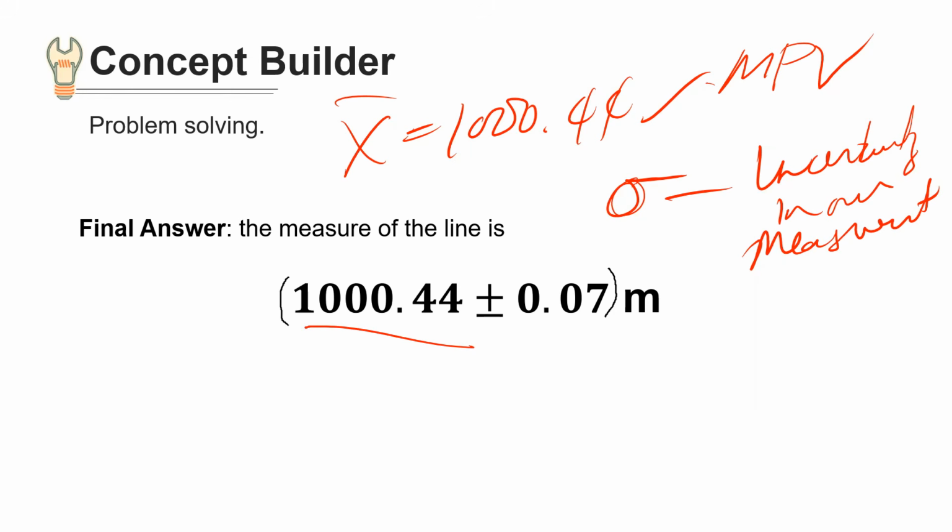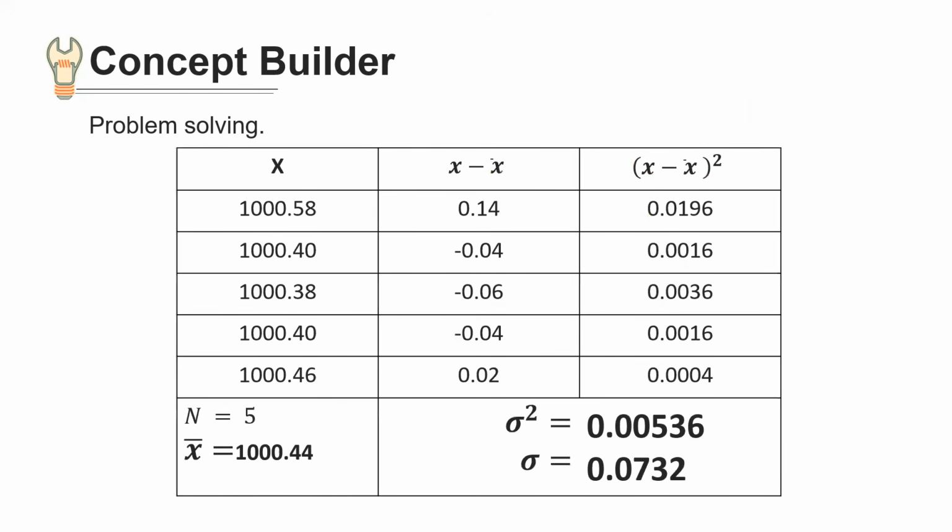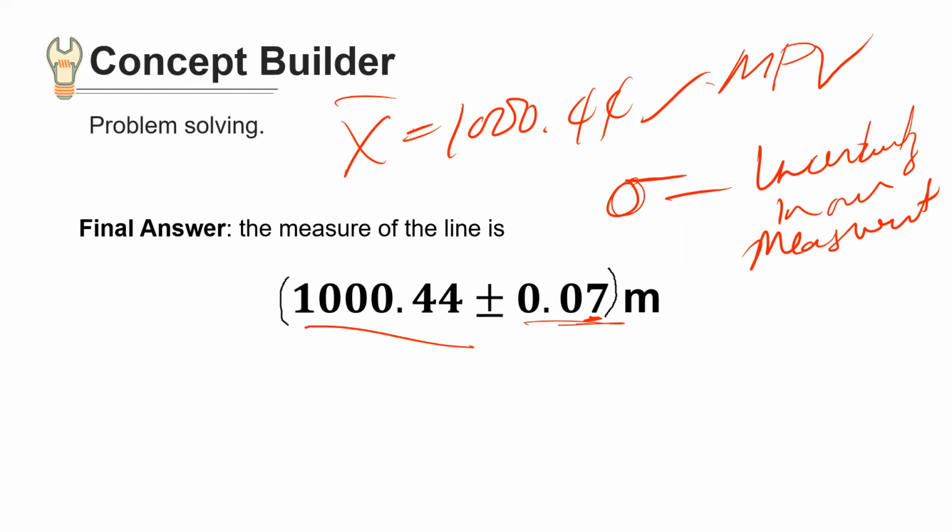Take note, class, the uncertainty is expressed as a single significant digit. Earlier we got 0.0732, so we need to round this to a single significant digit number. That is for the uncertainty. However, for example, if it is 0.01, you need to add the next number.